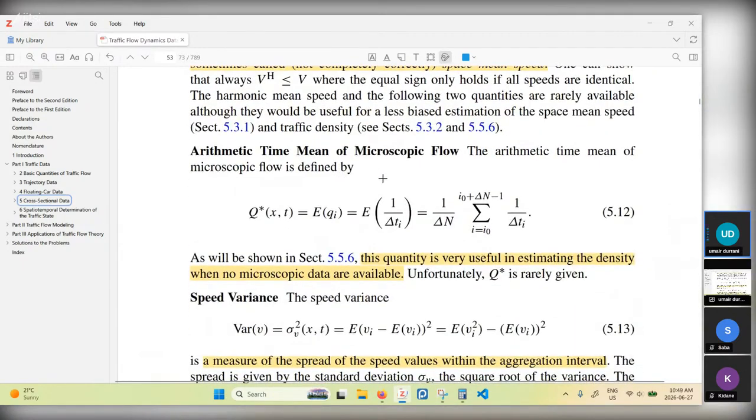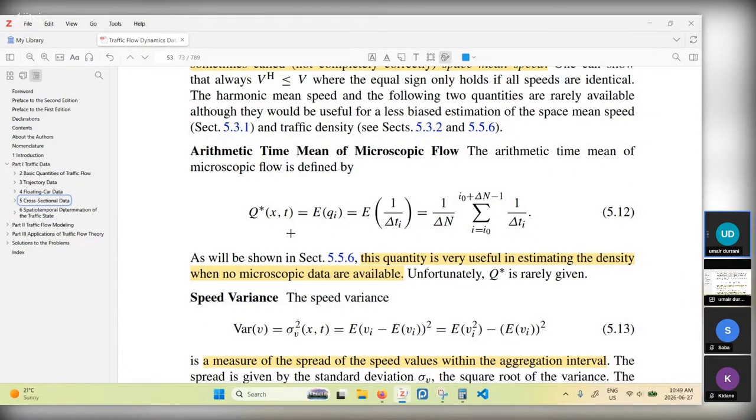We have already discussed the microscopic flow. We can then aggregate that as well by taking the expected value or average of the microscopic flow. So we have multiple vehicles i, and for each of them we find the microscopic flow, which is equal to 1 divided by the time headway. And then we take the average of that. That will give us Q star, which is the aggregated microscopic flow.